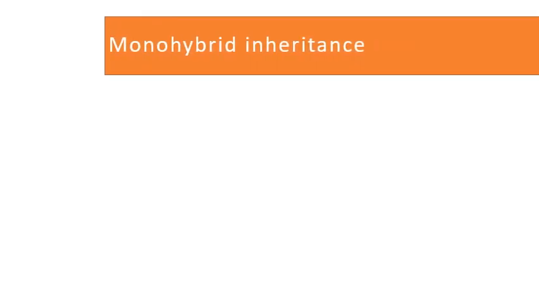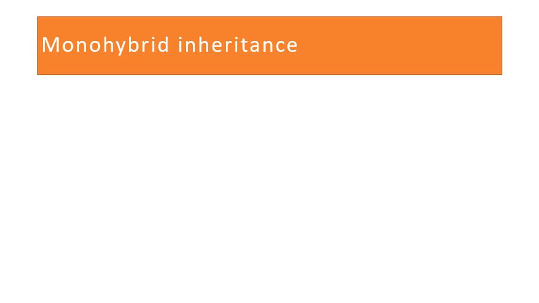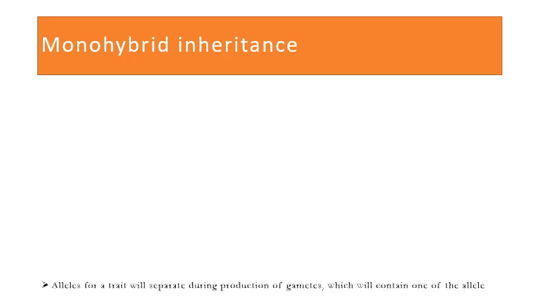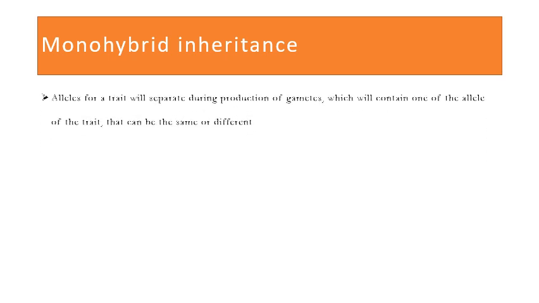Now, some characteristics can be transferred to the offspring in relation to just one characteristic of the organism. For example, just the characteristic of tallness can be transferred from a chromosome working on its own. When we are looking at just one trait of the organism that is to be transferred in terms of the genes from the parent to the offspring, we call that monohybrid inheritance.